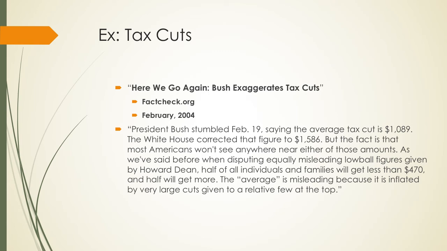As we said before when disputing equally misleading lowball figures given by Howard Dean, half of all individuals and families will get less than $470, and half will get more. The average is misleading because it is inflated by very large cuts given to a relatively few at the top. Here, the 1,586 figure is referring to the mean, whereas the 470 figure is referring to the median.